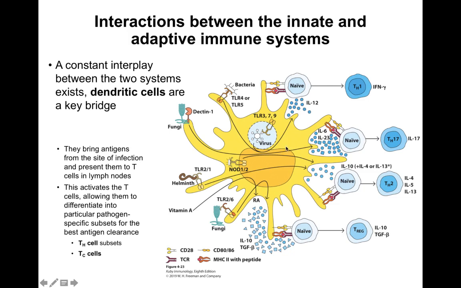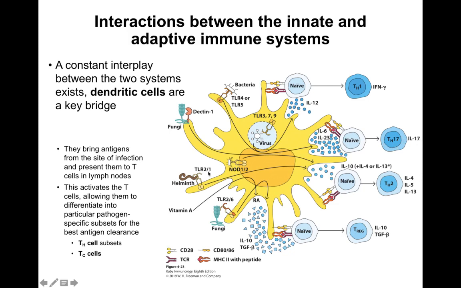For example, if you have a fungal infection, you have those C-type lectin receptors such as dectin-1 that detect that, and it'll make cytokines such as IL-6 and IL-23, which will shape the naive T cell to become a T helper 17 cell, which secretes IL-17, which is pro-inflammatory.